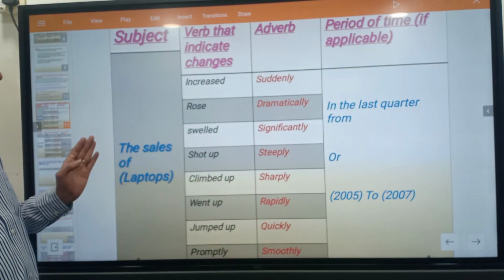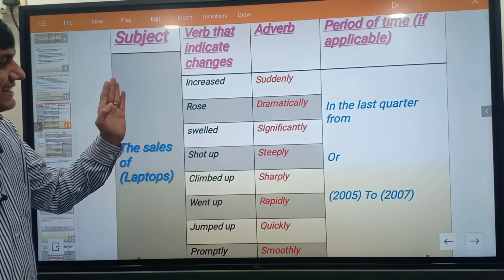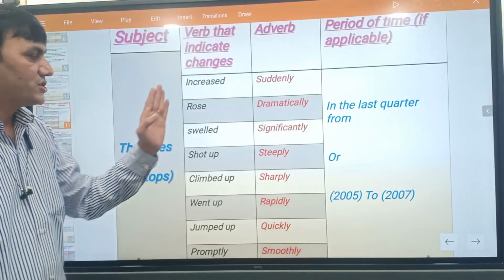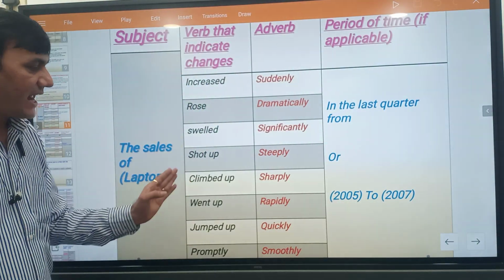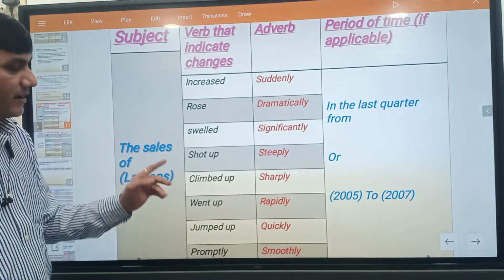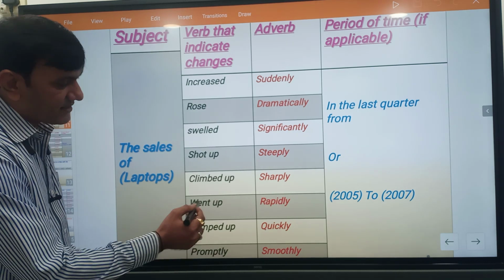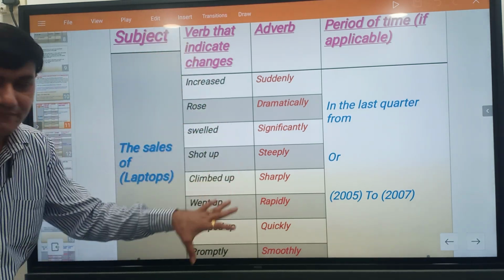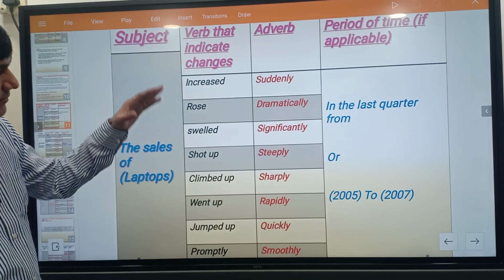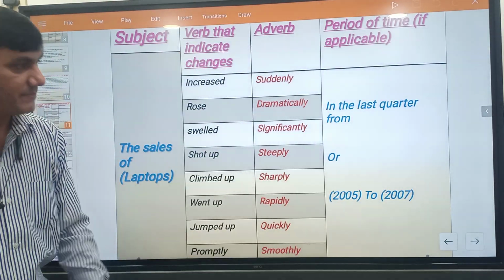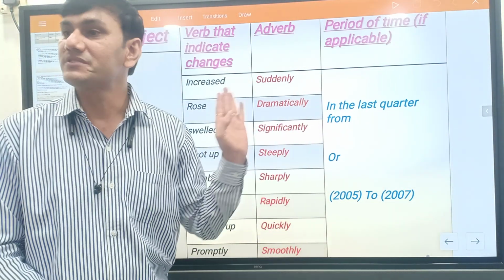Got it? Second example: the sales of computers or laptops rose dramatically, swelled significantly, shot up steeply, climbed up sharply, went up rapidly, jumped up quickly, promptly, and smoothly. These are the same verbs. You can use increase, rose, swell, shot up, the same verbs and the same adverbs. And then you can use a period from 2005 to 2007.